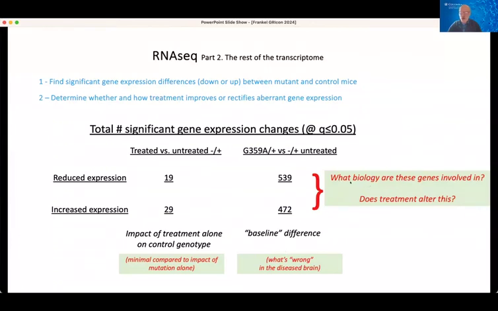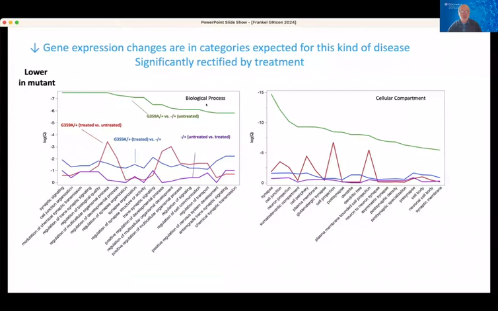And so our questions going forward were, what biology are these genes involved with? What pathways, et cetera? What's going wrong in these brains across the transcriptome? And does the treatment change that? And the last 2 slides are here.